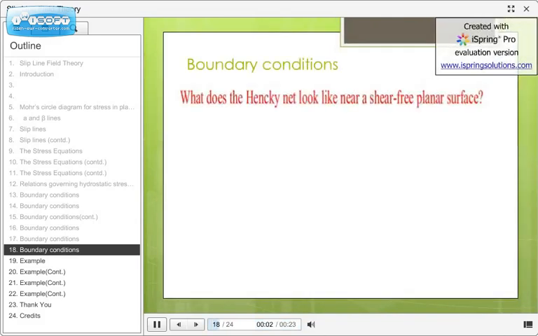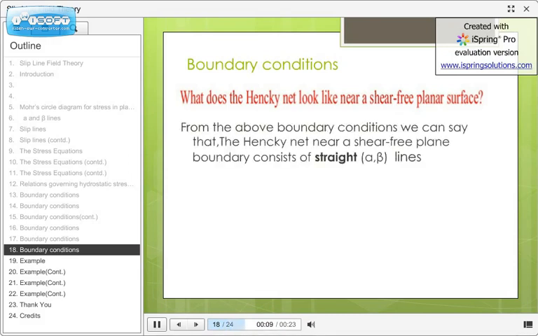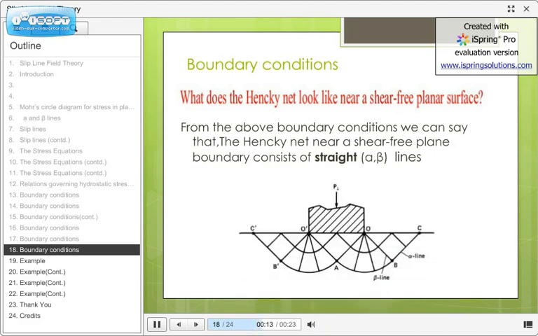Here from the above two boundary conditions we can see what the Hencky net looks like near a shear free plane surface. A Hencky net is just a net of alpha beta lines. Here in this diagram OC is the free surface, and the Hencky net in this region OCB consists of straight alpha beta lines, as we can see from this diagram.